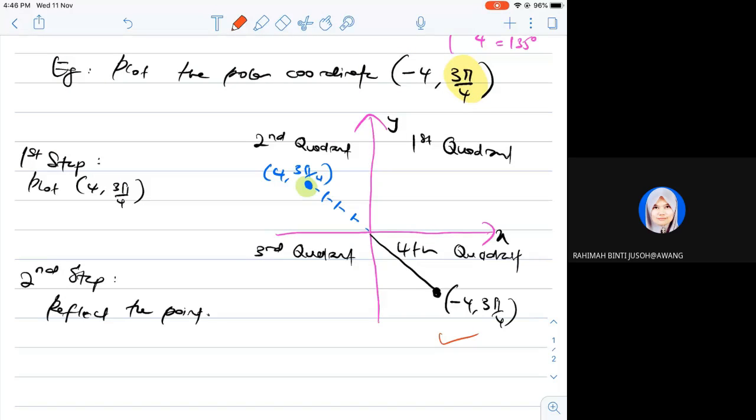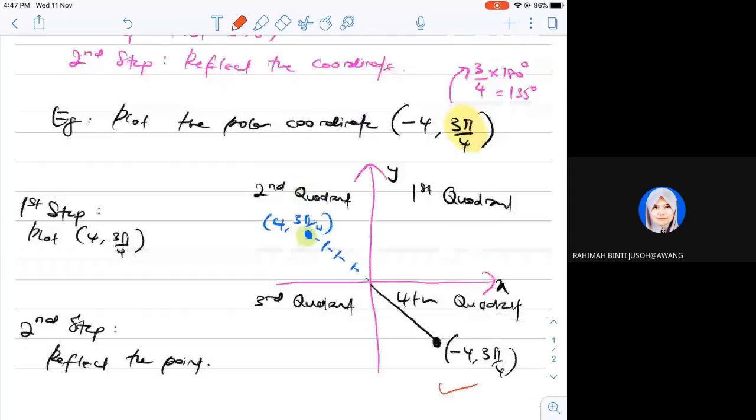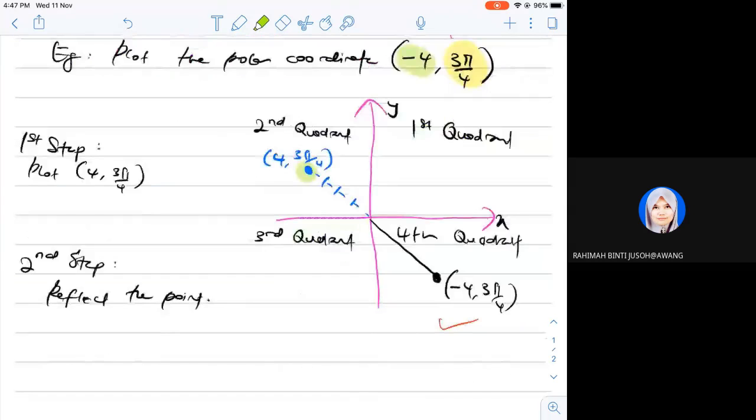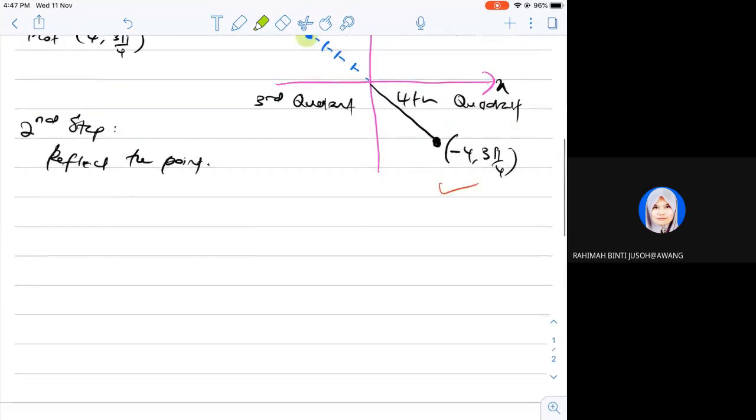Alright, so this is how we plot the negative coordinate. For negative theta there is no issue. In the negative case, you have to be careful with negative r theta. So the concept is you have to reflect the point.